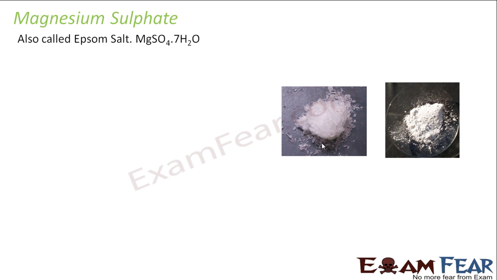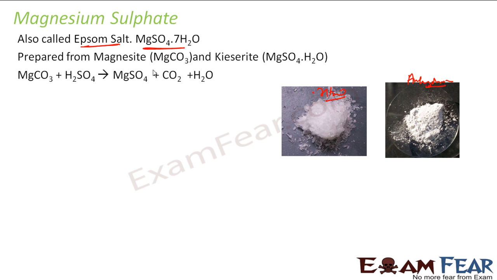Let's talk about magnesium sulfate. This is the look and feel of magnesium sulfate. This is the crystal form with water, the 7H2O, and this is anhydrous, without water. It is also called Epsom salt, MgSO4.7H2O. It is prepared from magnesite and kieserite.